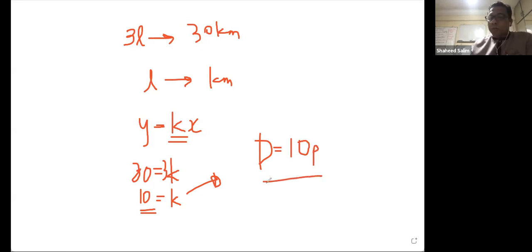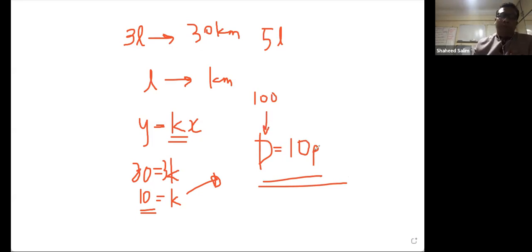This is the equation. Every time you want to find distance or the amount of petrol, you substitute the value. Let's say I have 5 liters of petrol, how far can you go? You put the 5 liters in the P: 10 times 5, 50 km you can travel. Or you say, I want to travel 100 km, how many liters do I need? You put 100 here, then 100 divided by 10. I need 10 liters of petrol.